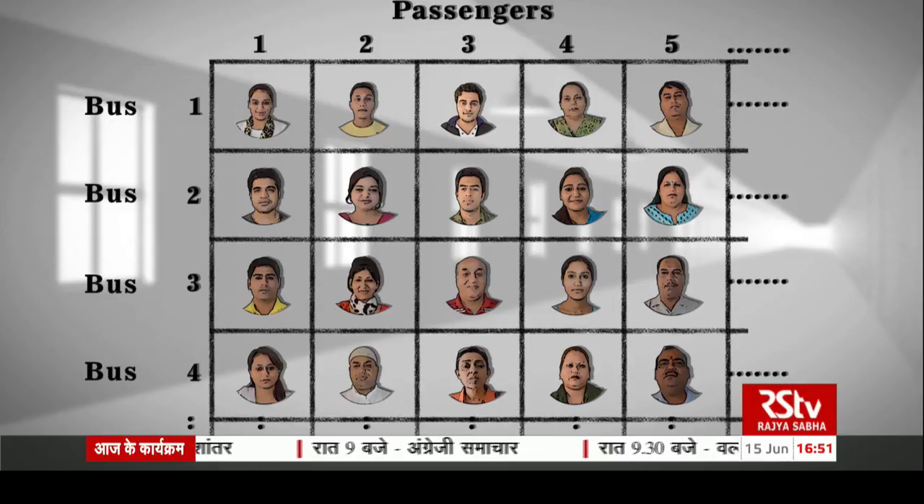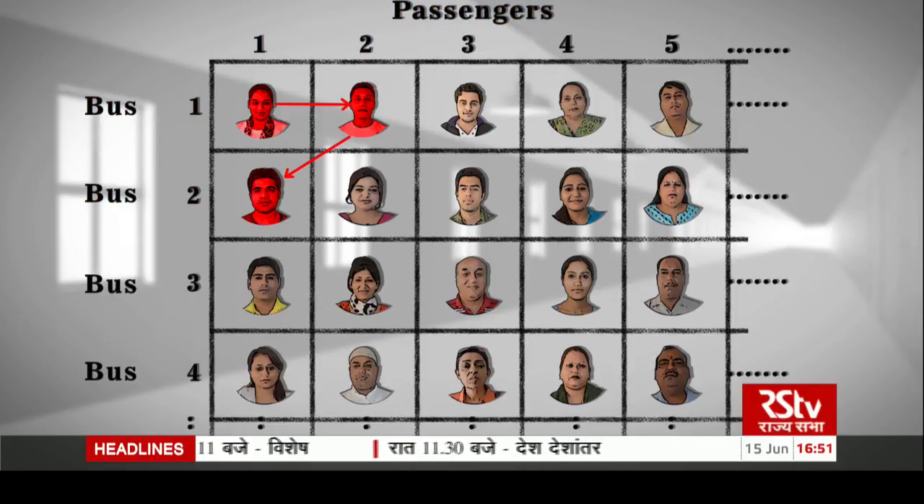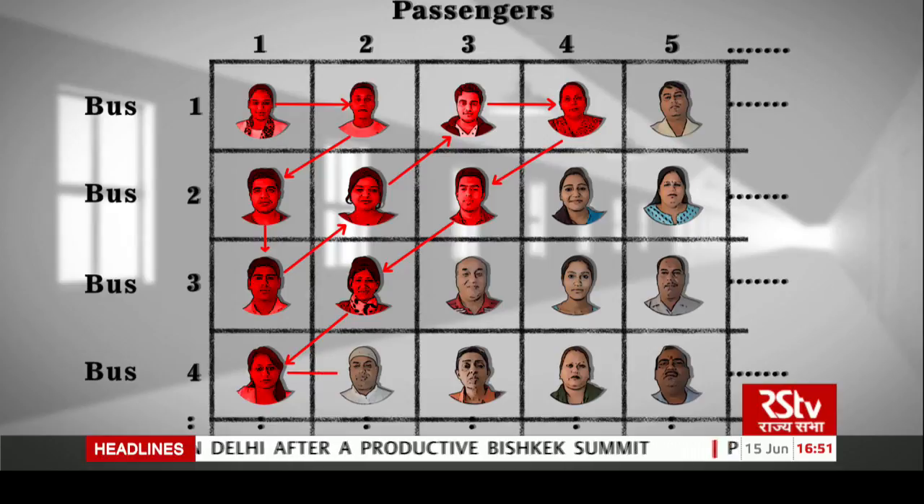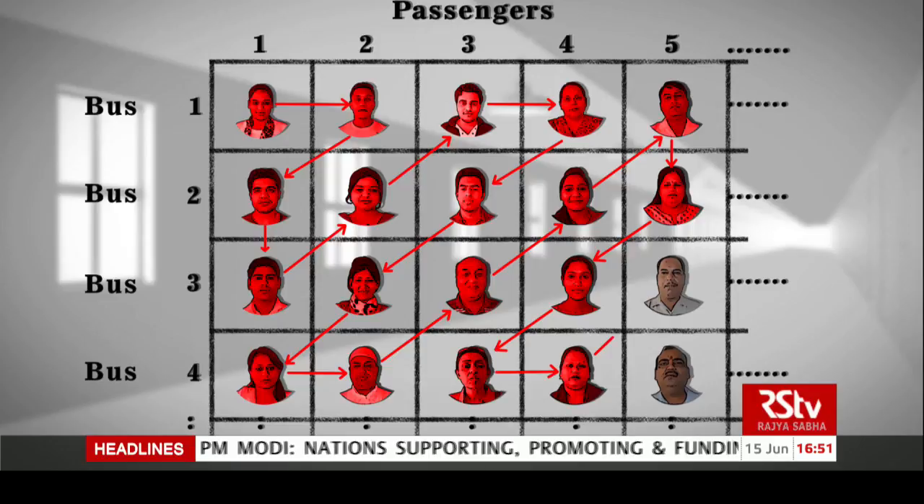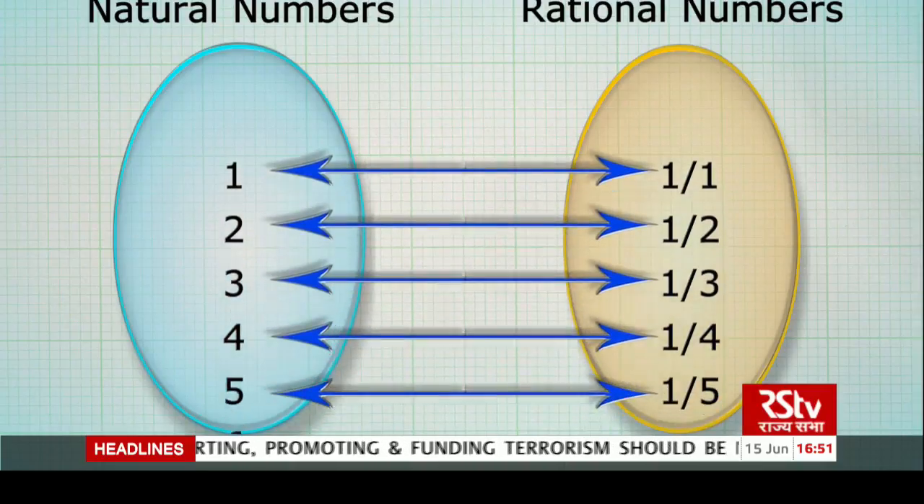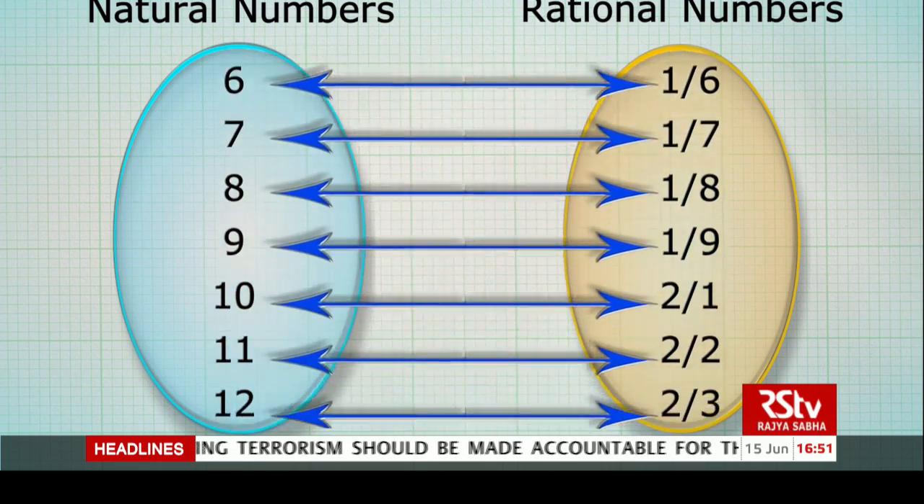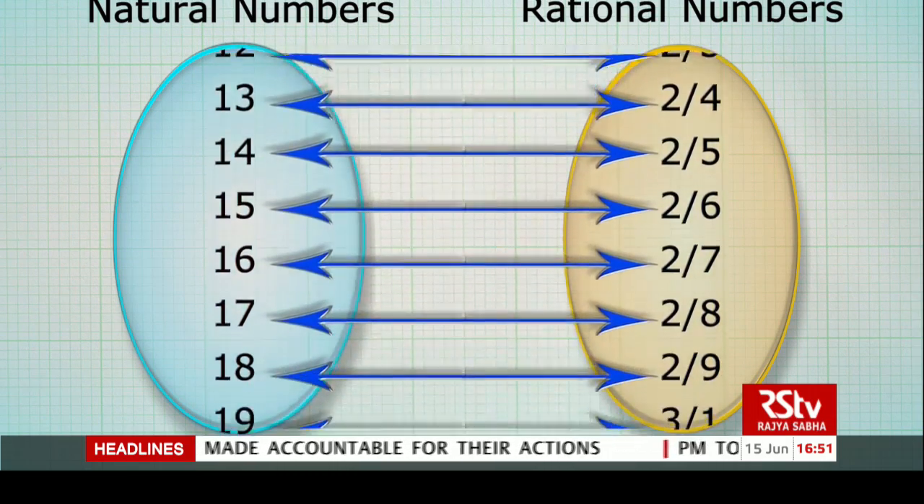So if our clerk starts with passenger 1 on bus 1 and gives her the first room, then the second and third rooms go to passenger 2 on bus 1 followed by passenger 1 on bus 2. After serving them, we hand out keys to passenger 1 on bus 3, passenger 2 on bus 2 and passenger 3 on bus 1. If we keep proceeding like this, everyone eventually gets a room. So as advertised, there's always room at the Hilbert Hotel. What we have also worked out is a one-to-one correspondence between the set of rational numbers and natural numbers.